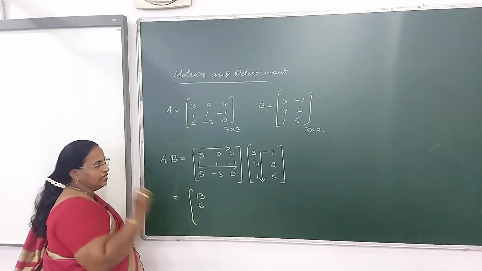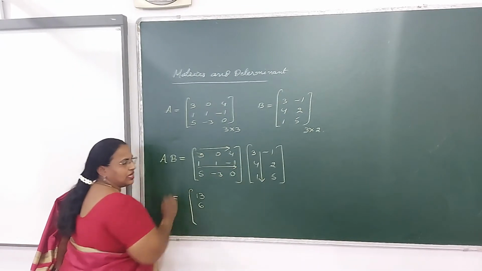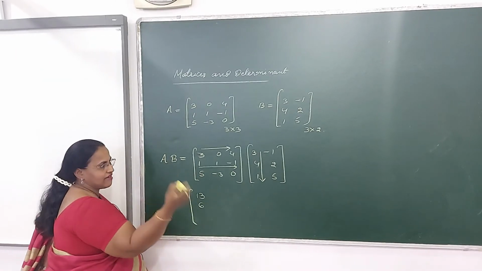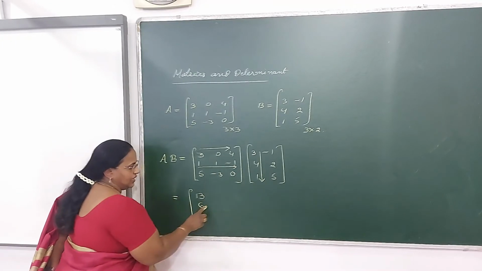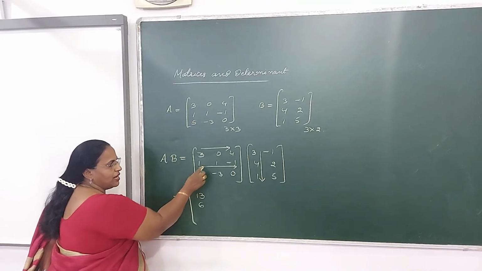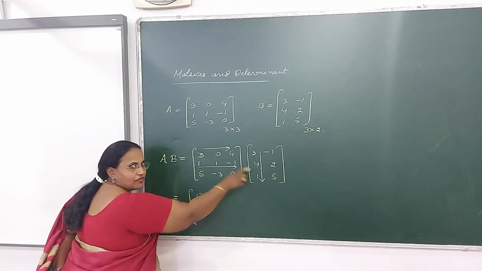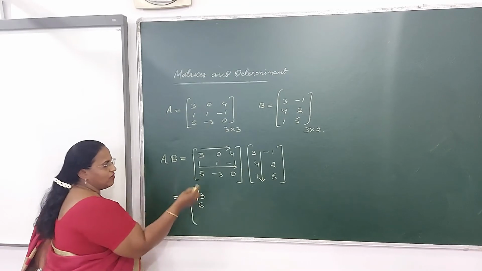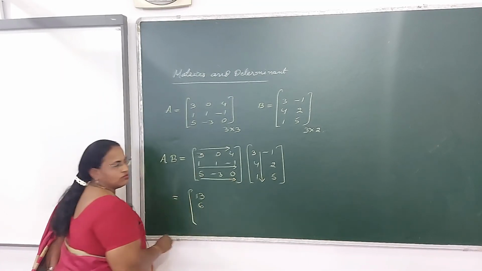Let me repeat it again. 1 into 3 is 3 plus 1 into 4 is 4. So 3 plus 4 is 7. 7 minus 1 is 6. I hope it is clear. What we are doing? Multiplying the second row with the first column. So where to place it? Second row, first column. Likewise, let us move to the third row.